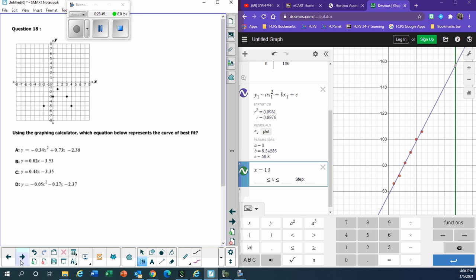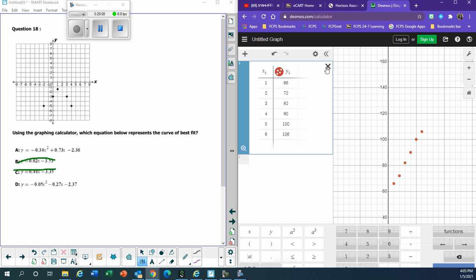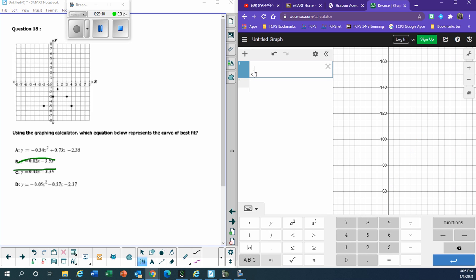Okay. All right, number 18, use the graphing calculator, which equation below represents the graph of best fit. So this is what they had given me, right? I knew this is a negative graph, because this goes down. So I'm going to take this one away. And then it's an x squared. So all you have to do is come here and put the equation in and see which one matches. Negative 0.34x squared plus 0.7 doesn't match this. If not, then you go to the next one.